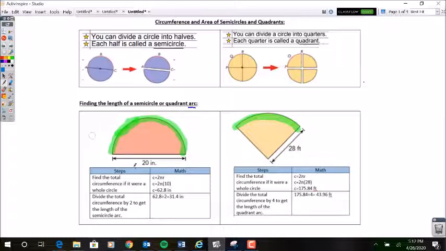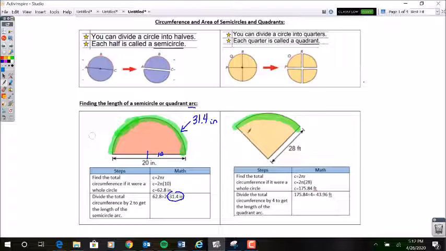So you see here, what we would do is what we would normally do to get the circumference of a circle, which is 2 times pi times radius. In this case, they give us the diameter, so the radius is 10. So that's why I put in 2 times pi times 10 and got 62.8. But since this is a semicircle, I took that amount and divided it by 2 to give us the arc length of 31.4. So this arc is 31.4 inches.